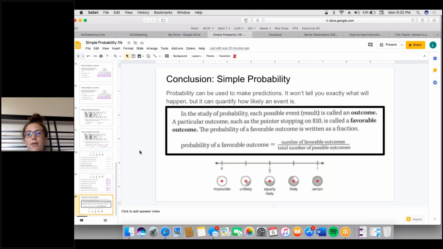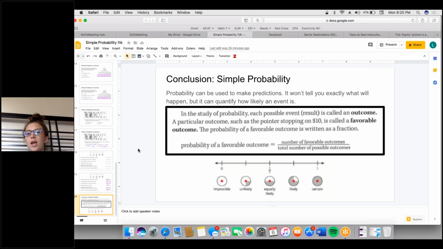So to just put it all together, to remind you again, probability can be used to make predictions. Sometimes we think, oh, that's telling us if something will happen. It's not telling you exactly what will happen, but it can tell you how likely something is. So it's not exact, it's giving us ballpark estimates. It's saying on average.